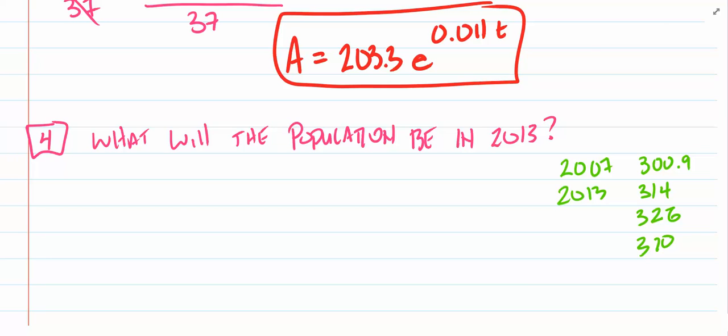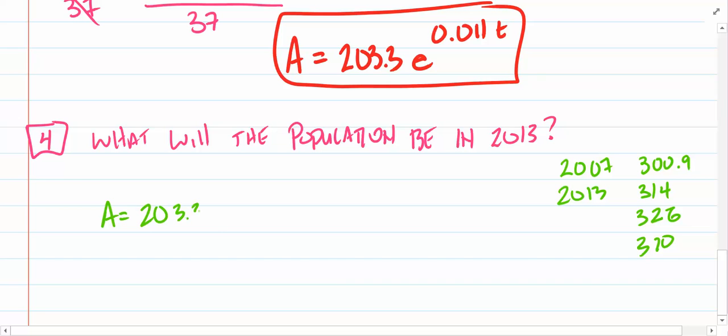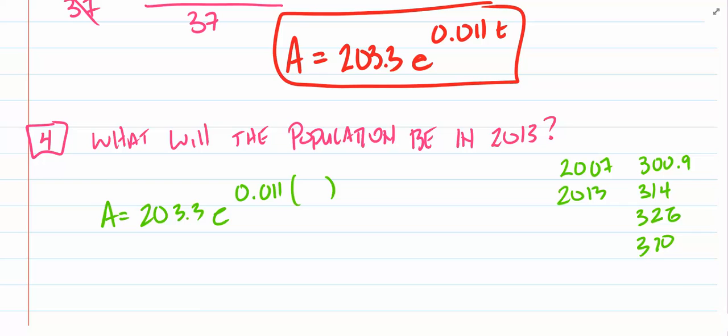Okay, so here's what we're going to do. We're going to figure out the amount of people. We're going to go 203.3 e to the 0.011. Now, time. Let's see here. 2013. How many years after 1970 would be 2013? 33? 43? Because it's from 1970, right? It's from 1970. Okay? Yeah, exactly.